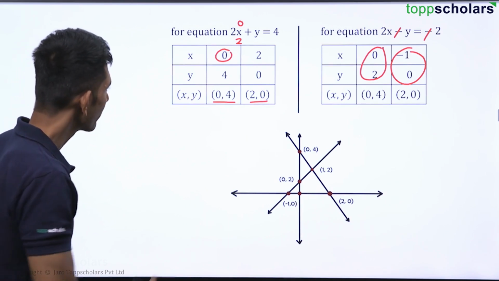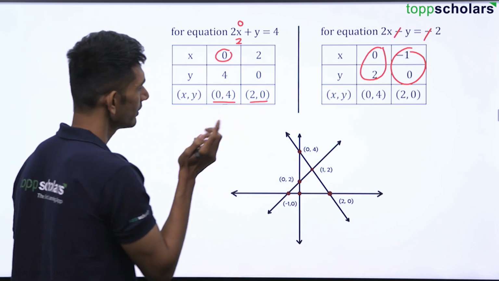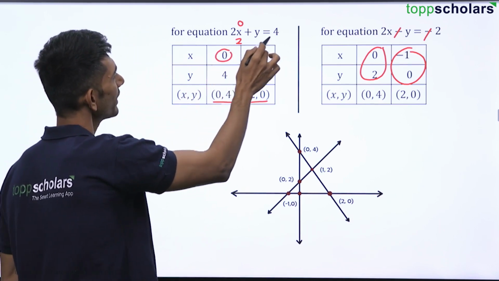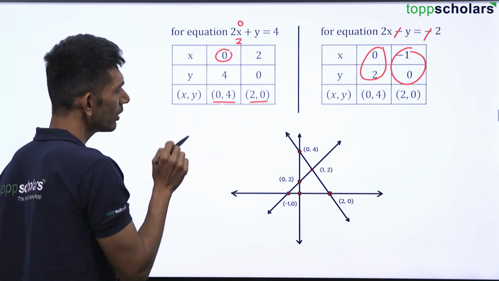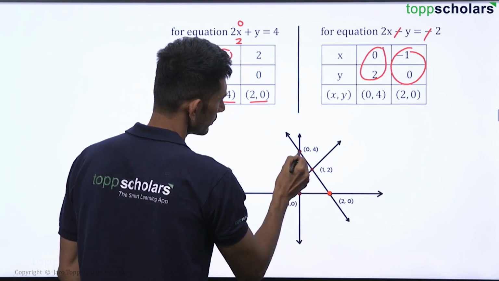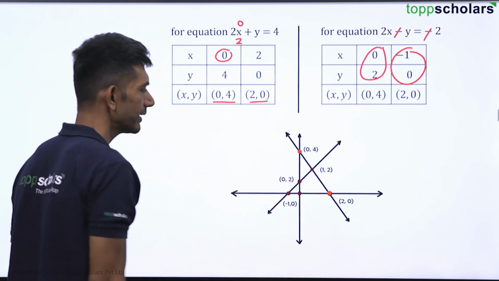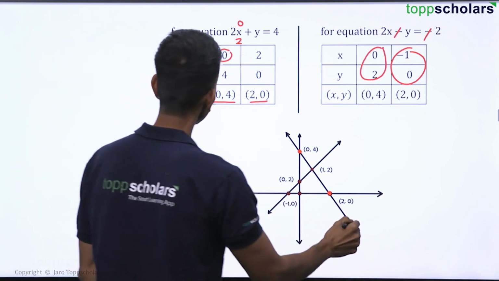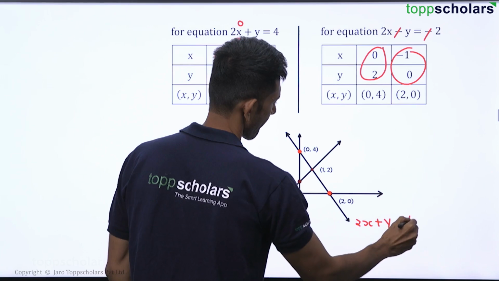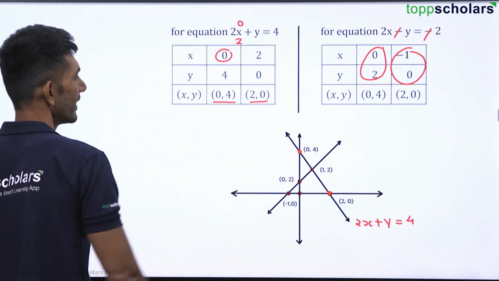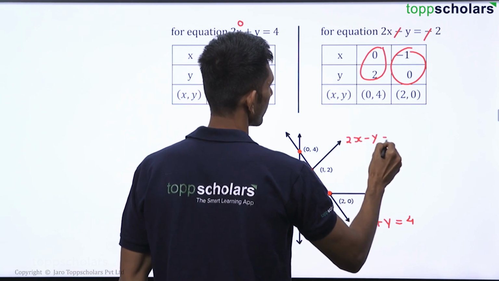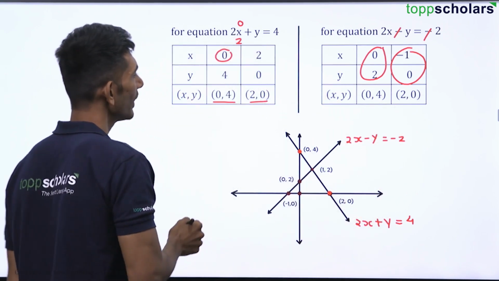So draw the 2 lines. This is the first line. Which one? The first line is 2x plus y is equal to 4, through (0, 4) and (2, 0). I can name this as 2x plus y is equal to 4, and I can name the other line as well. So the 2 lines are intersecting now.